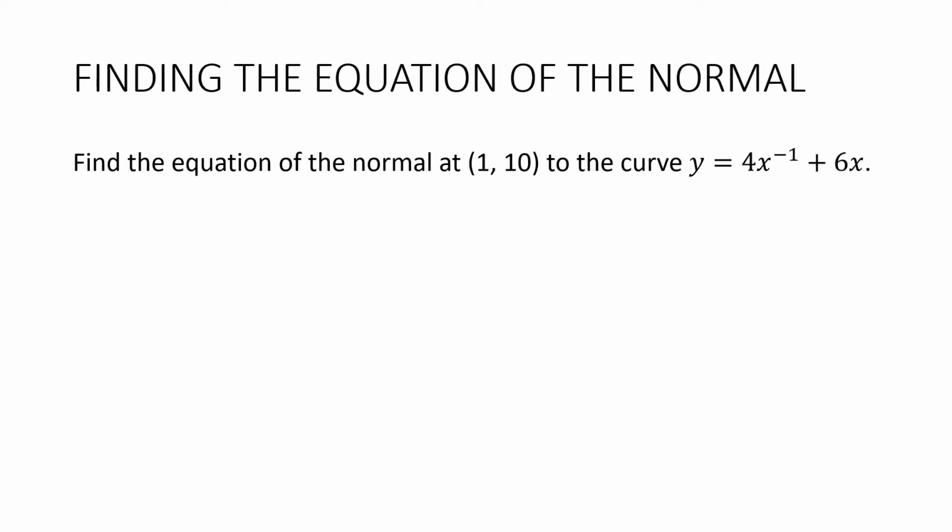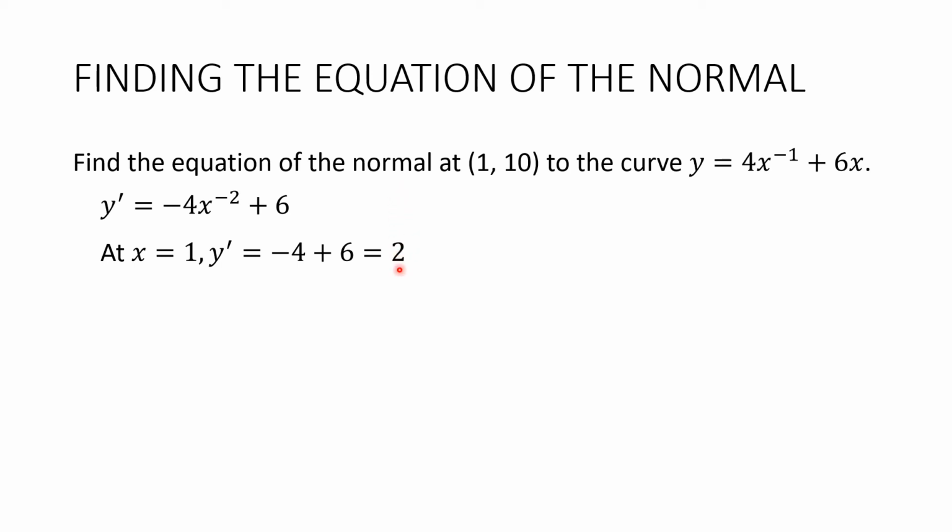So to find the equation of the normal at a particular point, we start exactly the same way by finding the derivative. So y dash will be negative 4x to the negative 2 plus 6. Locate the point, x is equal to 1, and substitute it in. At x equals 1, y dash is equal to negative 4 plus 6 equals 2. But this is the gradient of the tangent, not the normal.